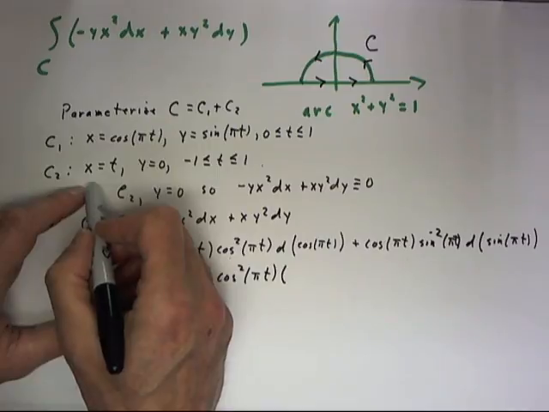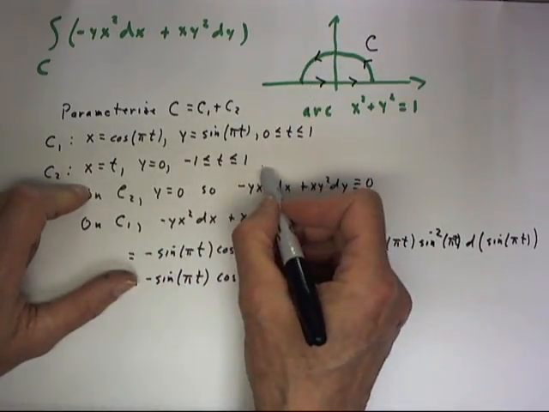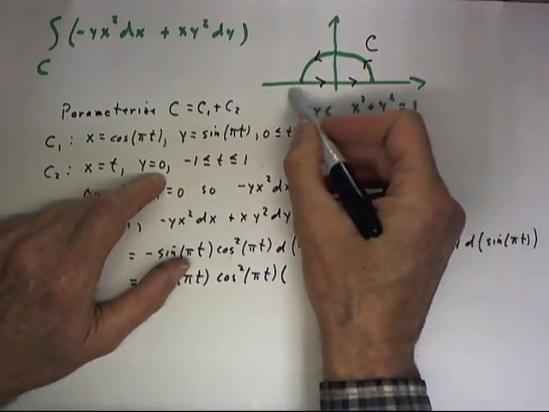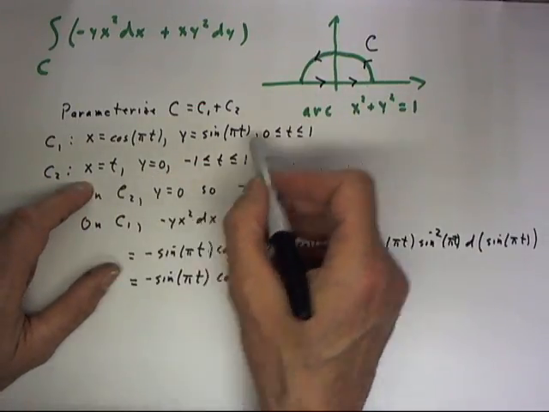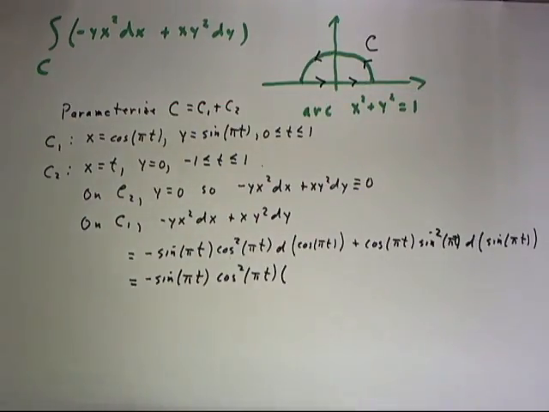Okay, C2, we're just going to let x equal t and let t go from -1 to 1. X goes from -1 to 1, and y remains 0. So the parameterization of this part of the curve is very straightforward.